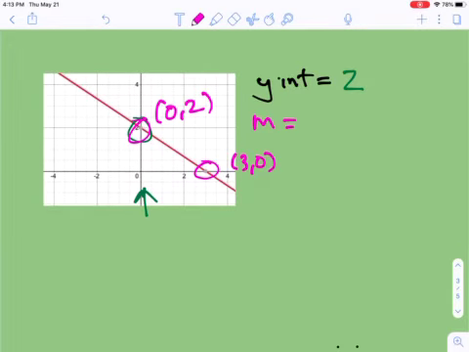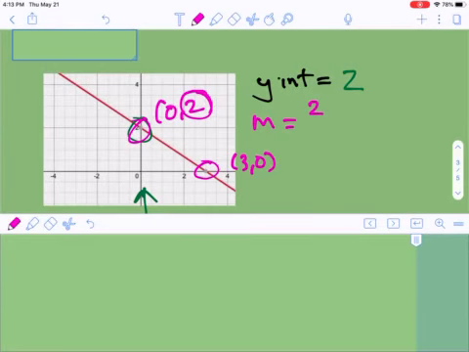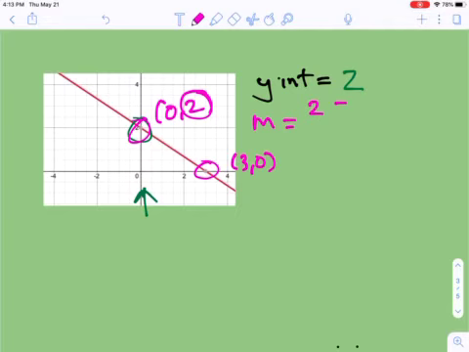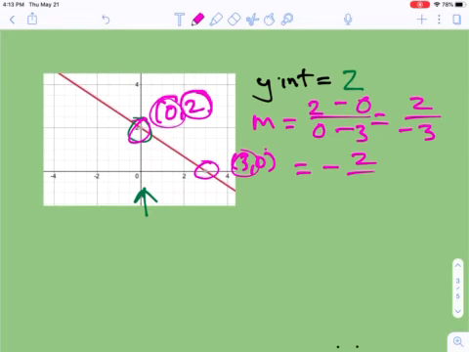All right, so let's do my x's. So let's do this as my x2. So we'll start with this one. So we'll go 2 minus 0. All right, so 2 minus this one. And then this one will go first. So 0 minus 3. So you get 2, you get negative 3, and my slope is negative 2/3. When you have a negative sign on either your numerator or your denominator, you can just pull it out front like that.